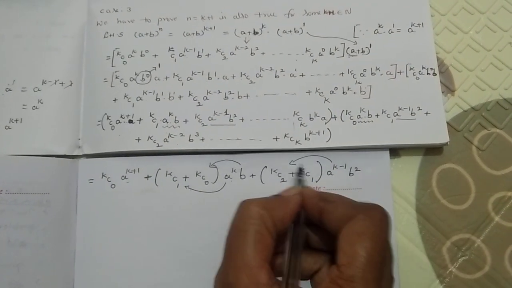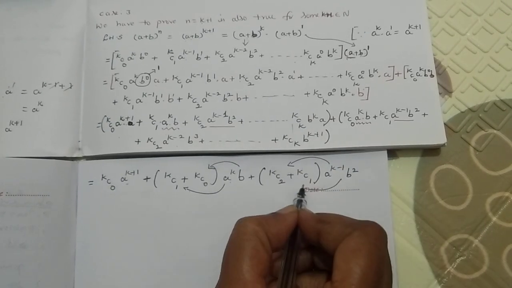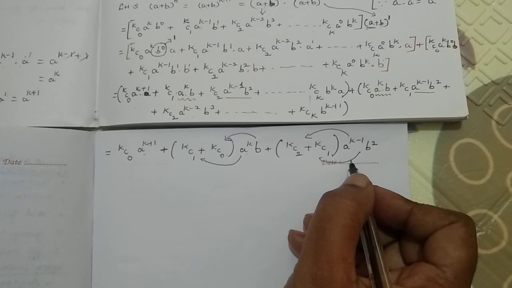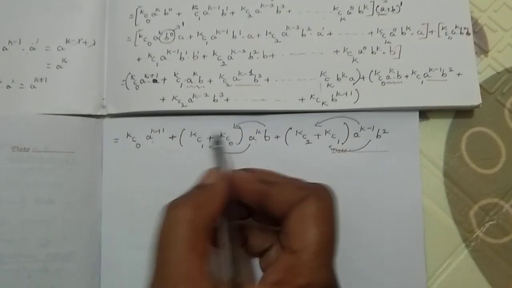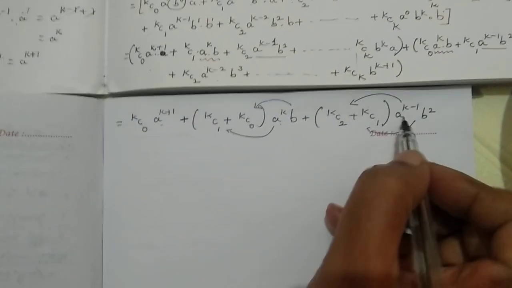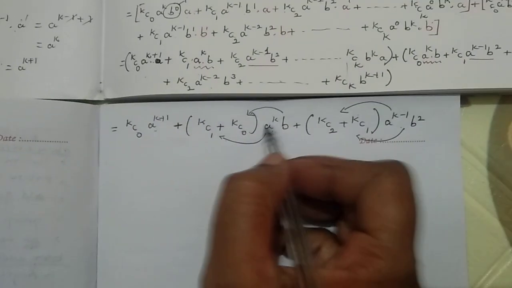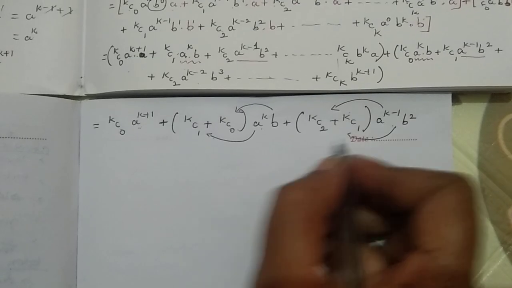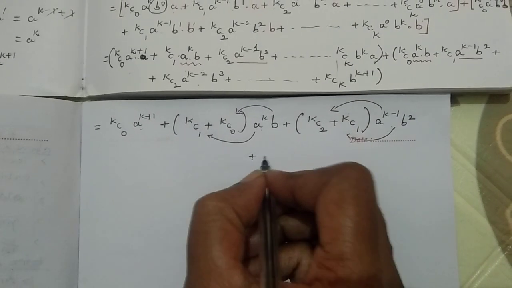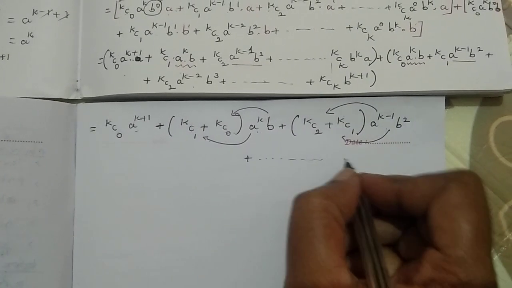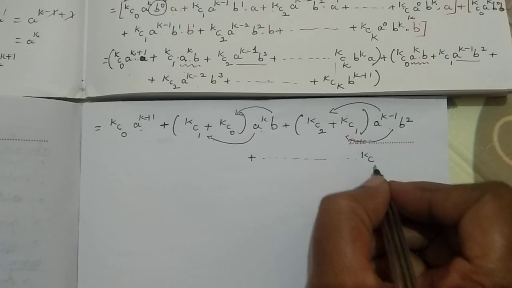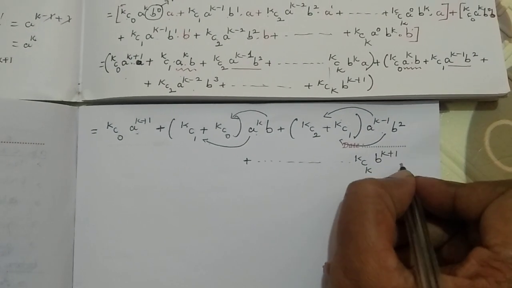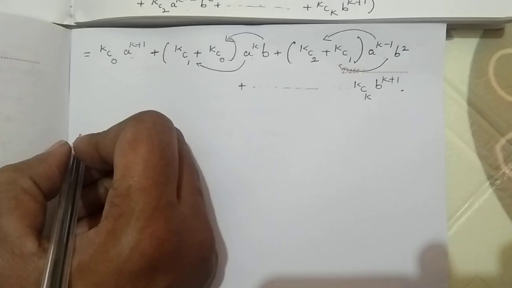Similarly, even if you multiply this, you will get back to the same step. So I have just taken the common terms here. Nothing has changed; I have only extracted the common variables outside. Next, the last term, that is kCk b to the power of k plus 1.